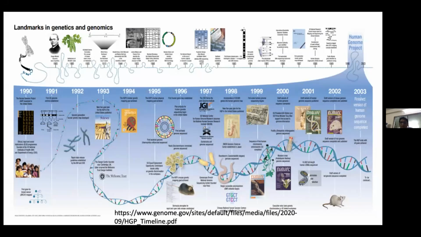They all collaborated towards the goal to complete the draft of the human genome sequencing. Also in 2000, there was an announcement from Bill Clinton and Tony Blair. And in 2001, the draft genome sequence was published in Science and Nature. And in 2002, the draft version of the mouse genome project was completed.